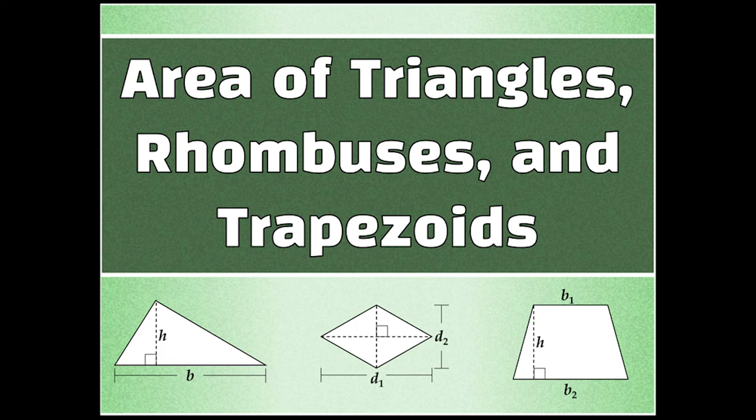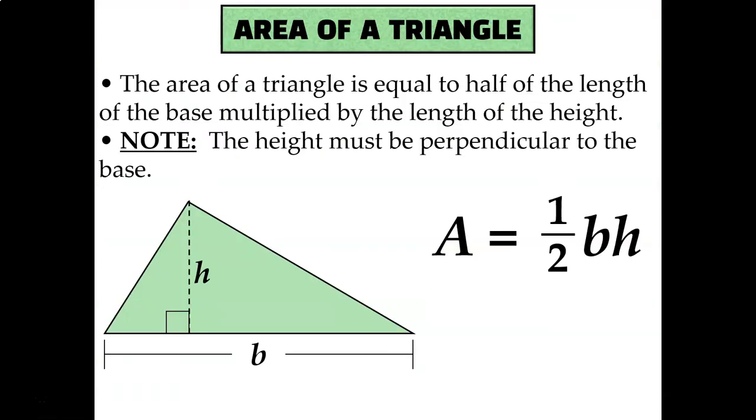Let's talk about how to calculate the area and perimeter of triangles, rhombuses, and trapezoids. The formulas that we're going to learn today are an adaptation of the formulas that we learned in the previous lesson for the areas of rectangles, squares, and parallelograms. First, let's talk about the area of a triangle.